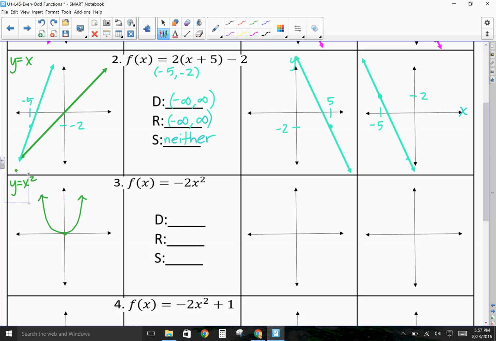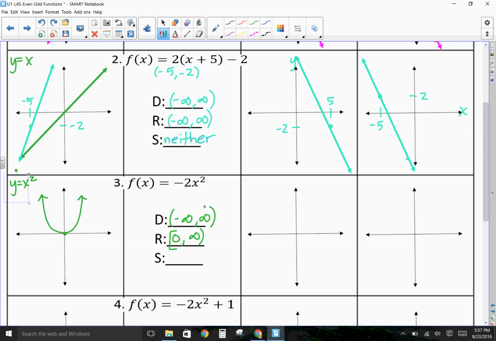Our domain is negative infinity to positive infinity. Our range changes because the lowest point on my graph is 0, and the highest point is infinity. Okay?